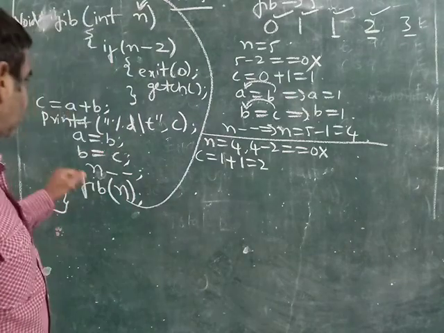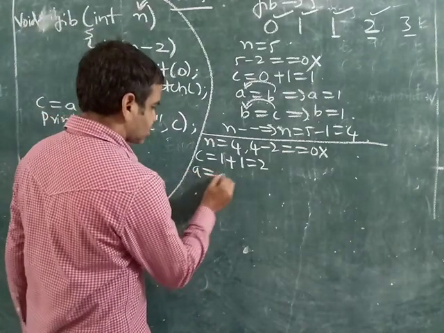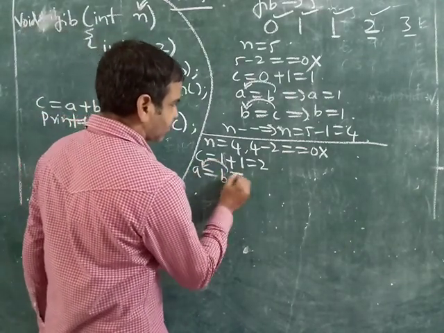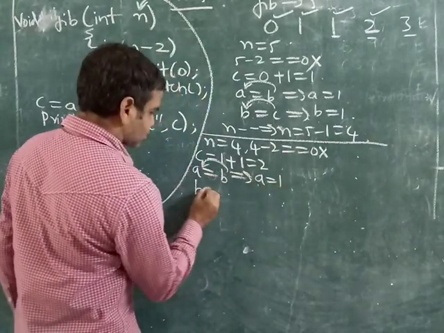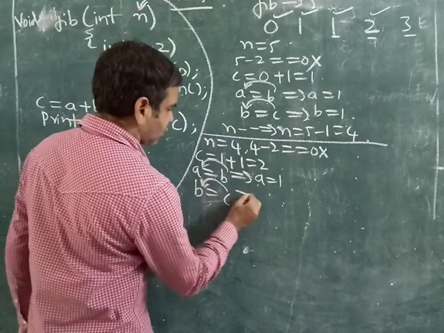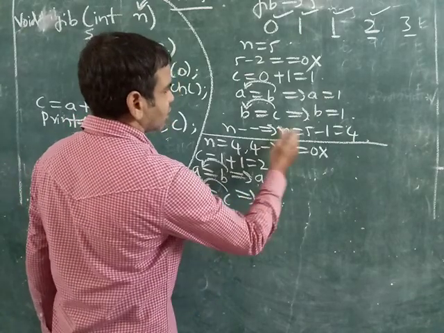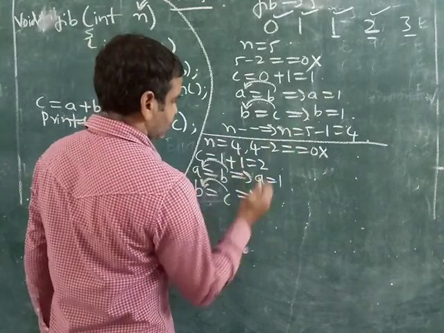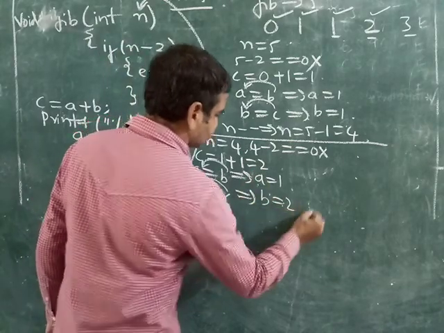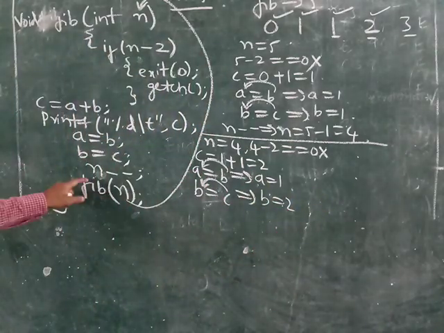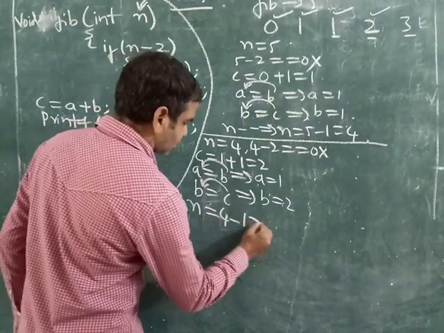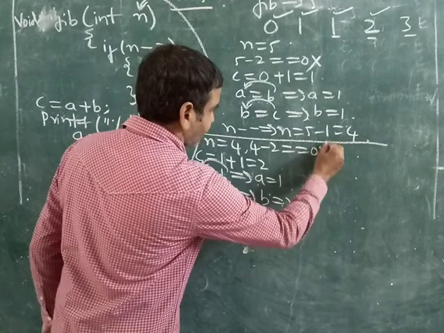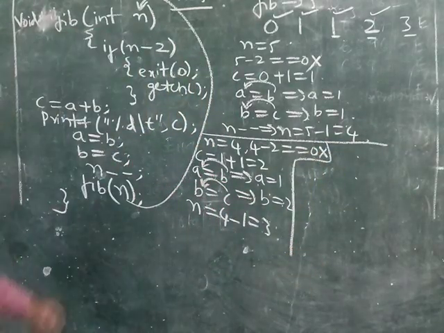Then A is equal to B. A is equal to B means B value we are assigning here. What is the B value? B is equal to 1. So A is equal to 1. B is equal to C. C value we are assigning to B. What is the C value? C is equal to 2, so B is equal to 2. So again n minus minus. N is equal to 4. 4 minus 1 is equal to 3. Now n value is equal to 3.